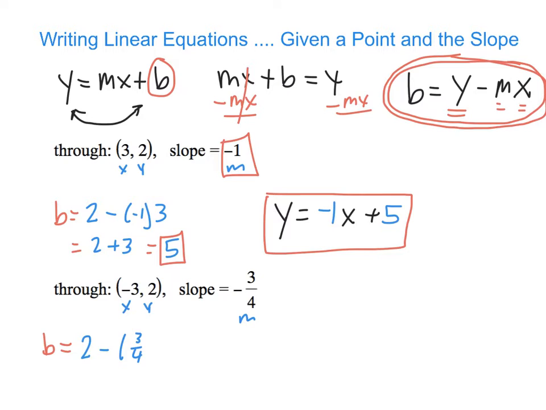-3/4 times -3. That's going to be a fraction, but we're not going to panic. It's going to be 2 plus 9/4. Well, 2 is 8/4, and 8/4 plus 9/4 is 17/4. So that equals 17/4. If you're freaking out about 17/4, you can put 4.25 if you do it on your calculator.